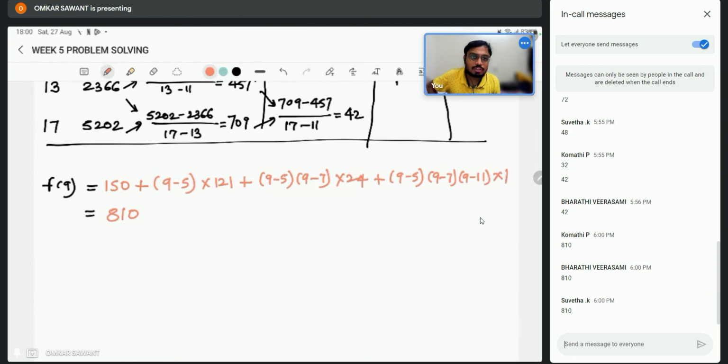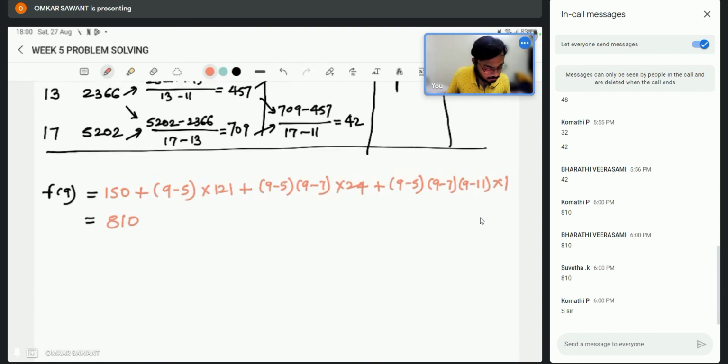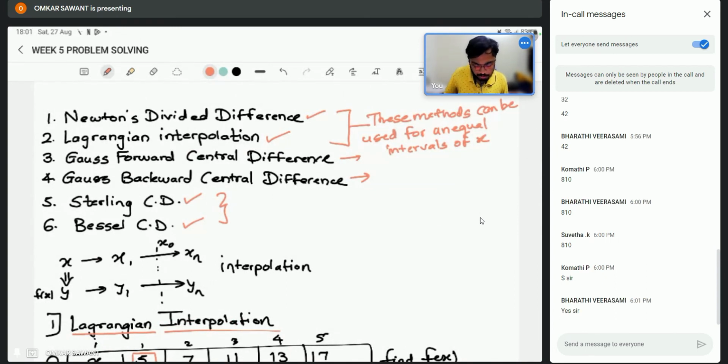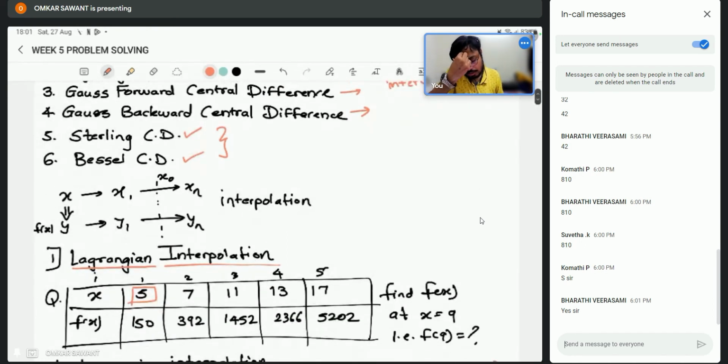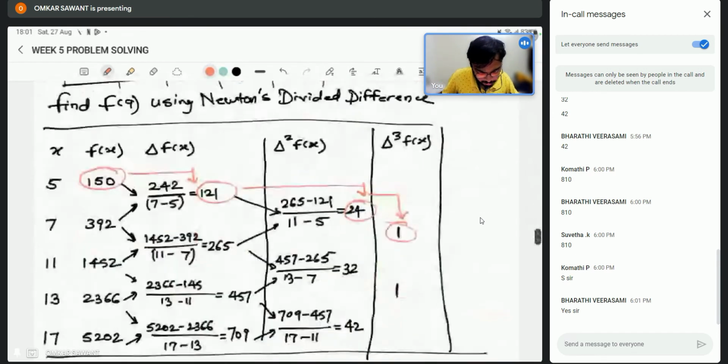Understood this method, Newton's divided difference? Yes, sir. Okay. Then I will give you a brief about Stirling central difference and Bessel central difference, and Gauss forward. Before that we have to go to Gauss forward, right? These methods are clear, right? Lagrangian and Newton's divided.